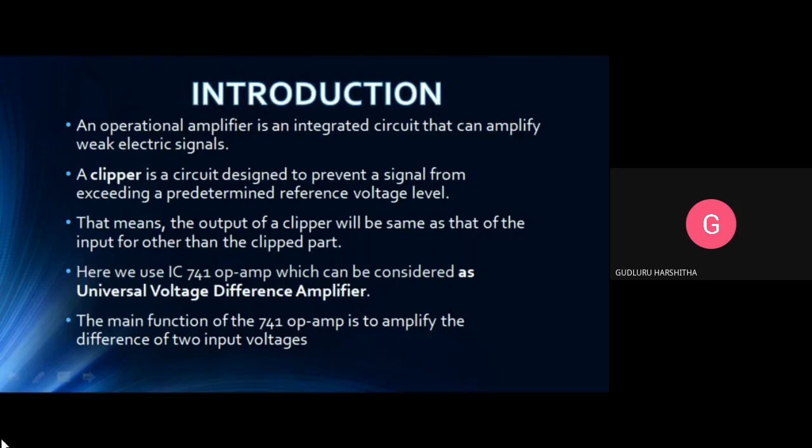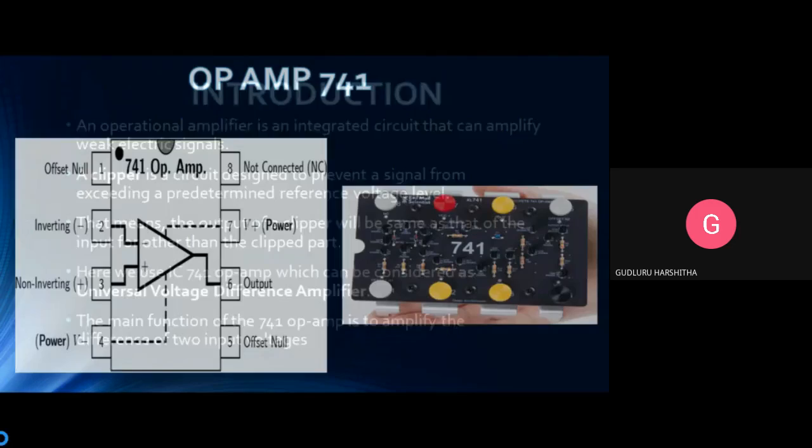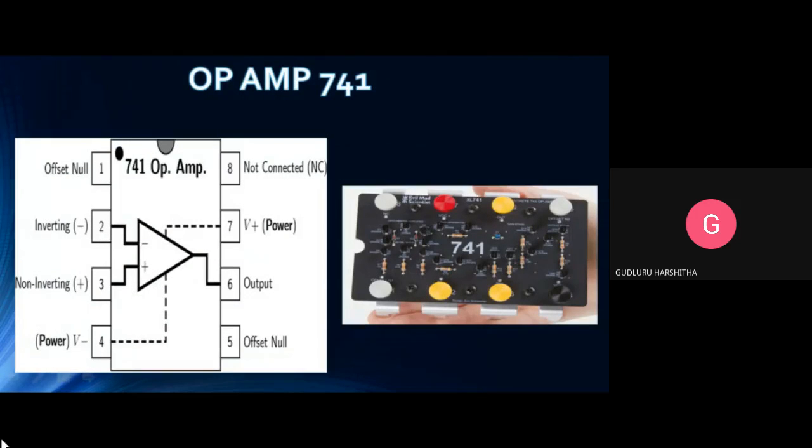The main function of IC741 op amp is to amplify the difference of two input voltages. This is the basic circuit diagram of IC741 operational amplifier.